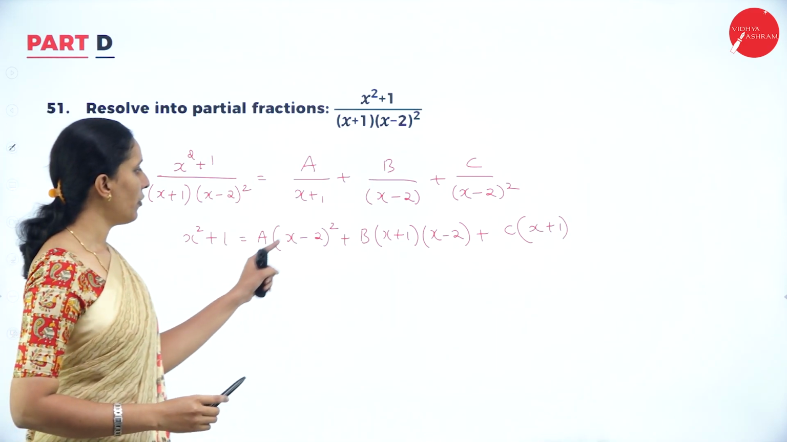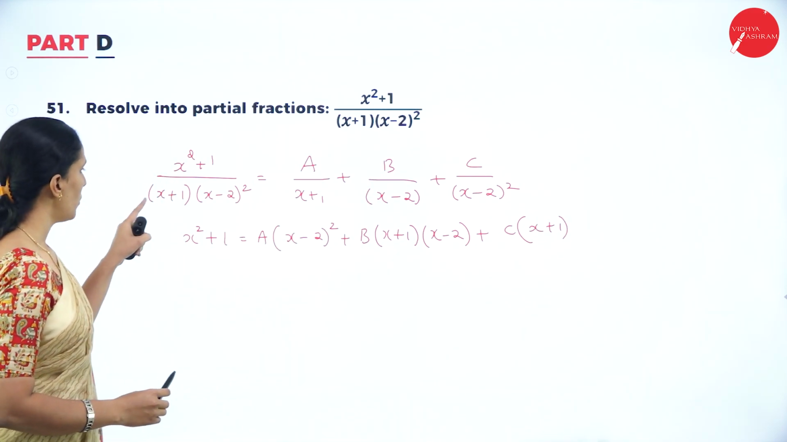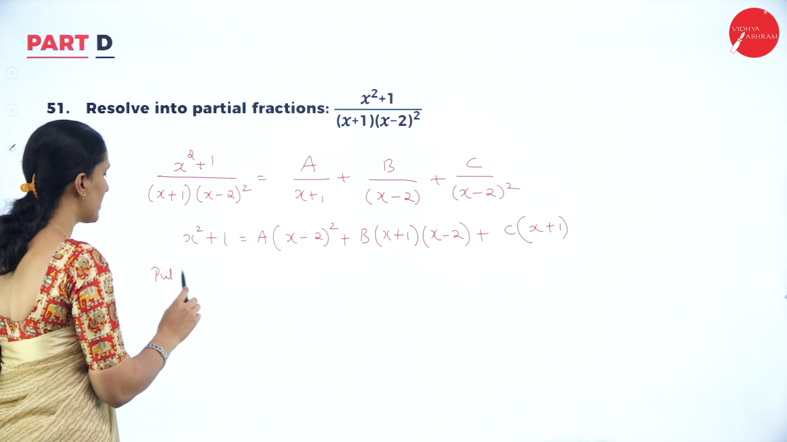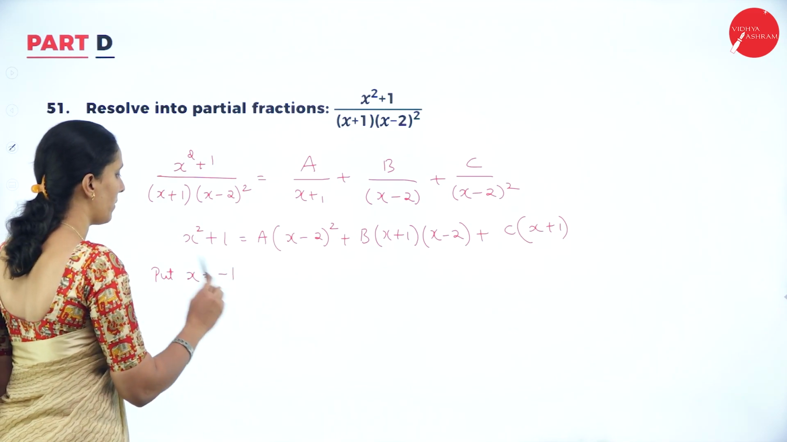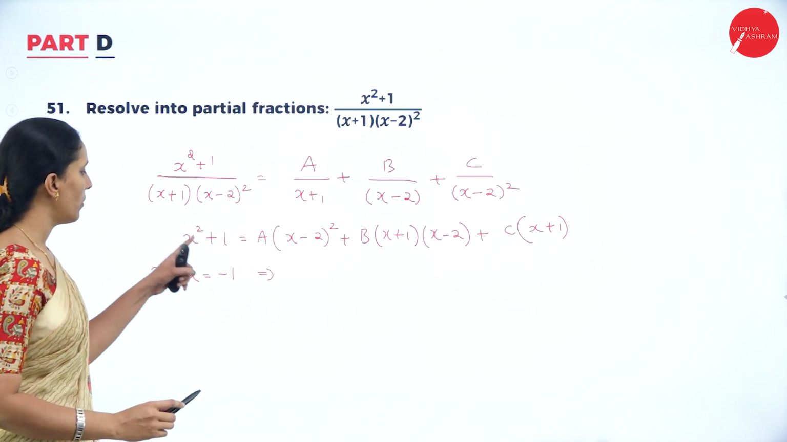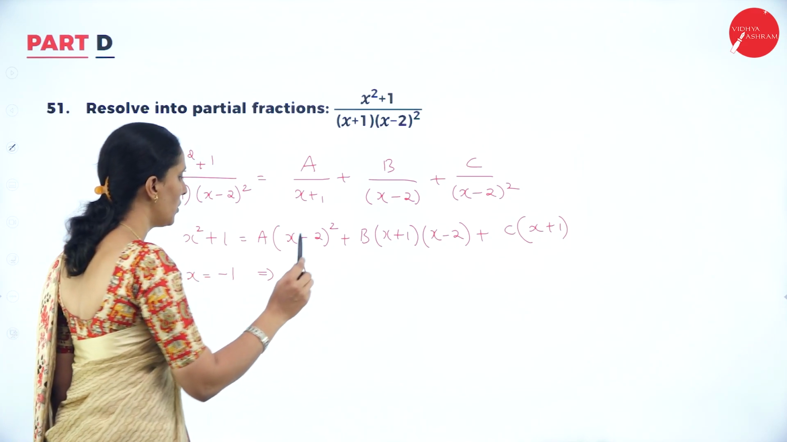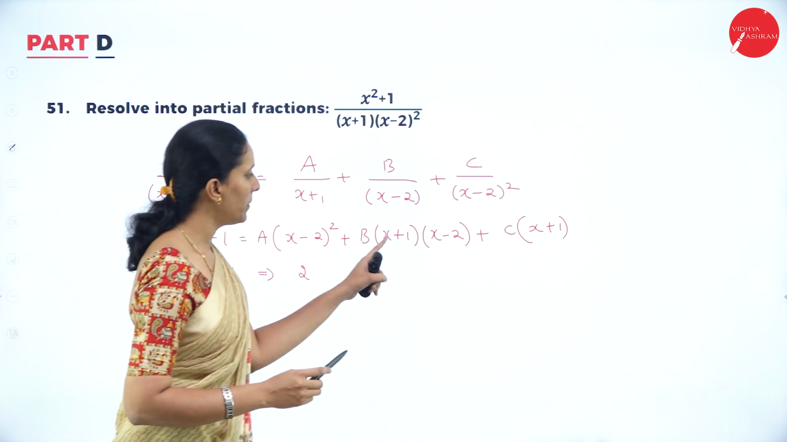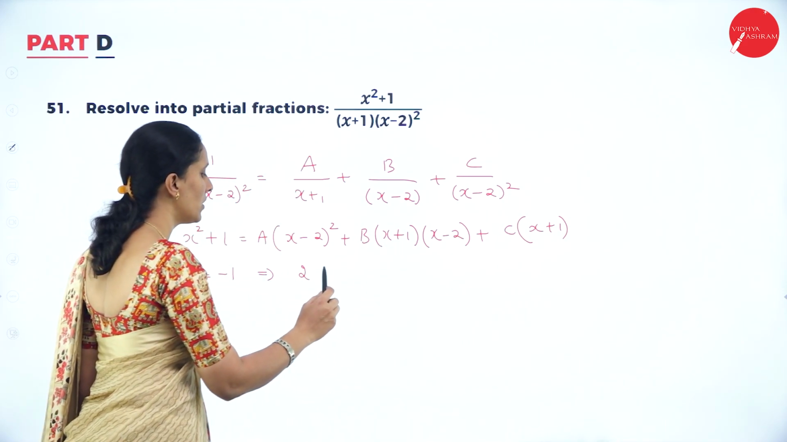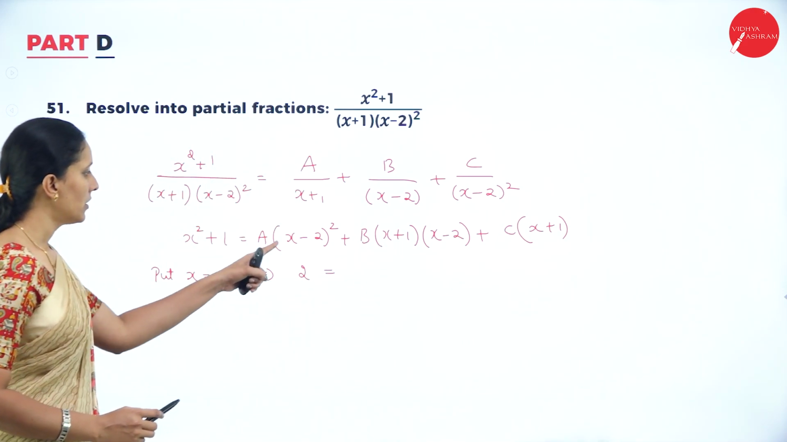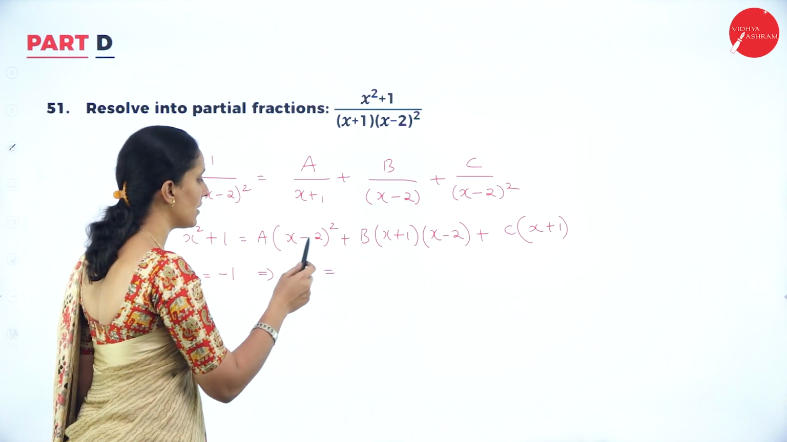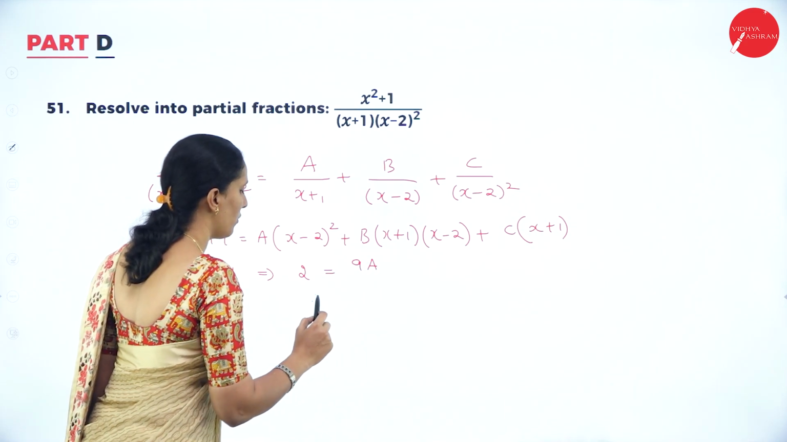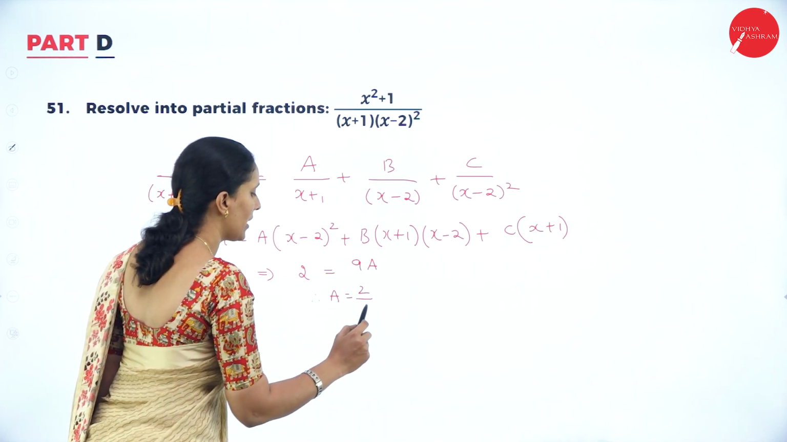Now to find the values of A, B and C here, use the linear factors given. For the first case, put x is equal to minus 1. So here we will get this as 2. Wherever you have x plus 1, you can take it as 0, so here B and C become 0. Clearly we can see here minus 1 minus 2 whole square, which becomes 9A. So therefore A is equal to 2 by 9.